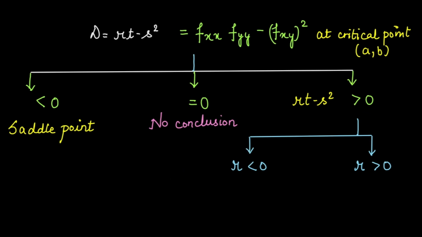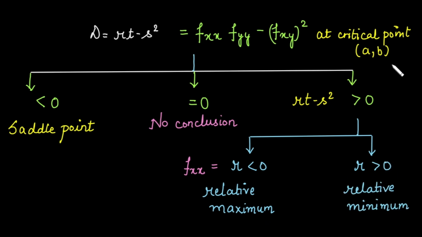Now what is R? R is the second order partial derivative of the function with respect to x. If this is less than 0, then we call that point a relative maxima, and if it is greater than 0, the point is called a relative minima. It is also called a local maxima or local minima.